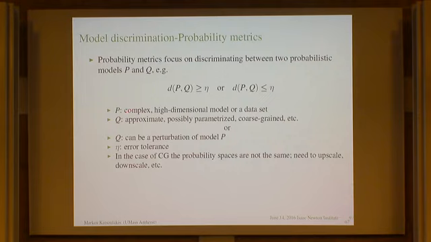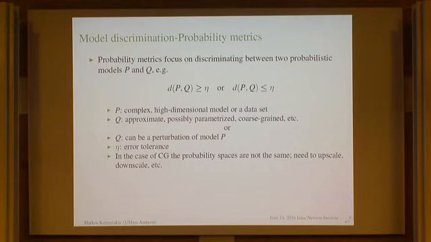So here they are. P is the complex model, and Q is some coarse-grained, simplified model, or it could be some perturbation of my model P. I want to know if they are close or far away. What counts as close is some error tolerance. So I need some type of metric to play that game.